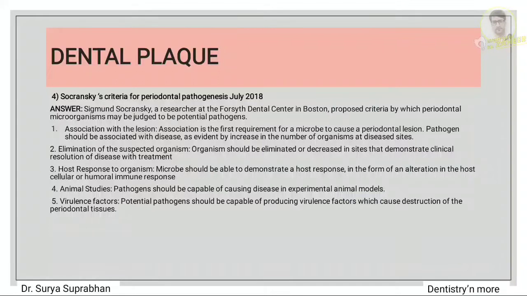So according to him, there are 5 postulates. That is, first is the association of the lesion, second is the elimination of the suspected organism, third is the host response to the organism, fourth is animal studies, and fifth is the virulence factors. So these 5 criteria you have to write under this question.